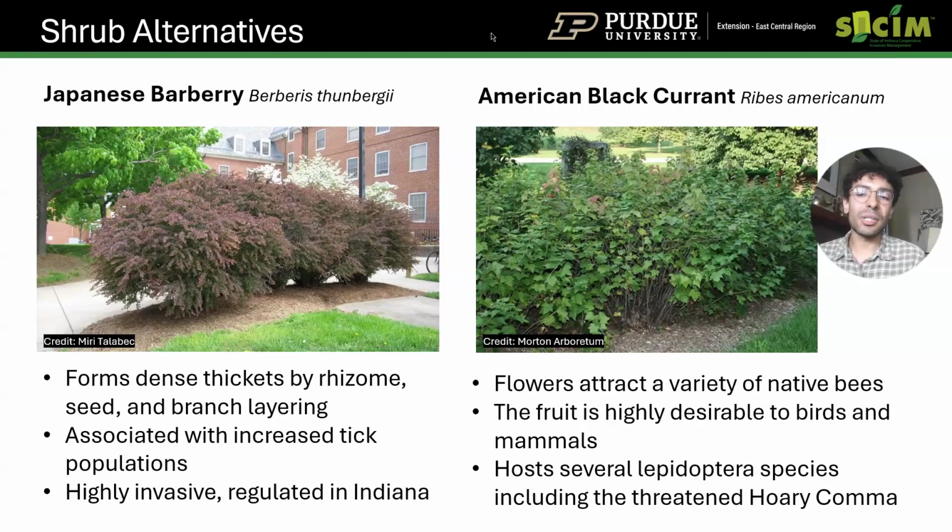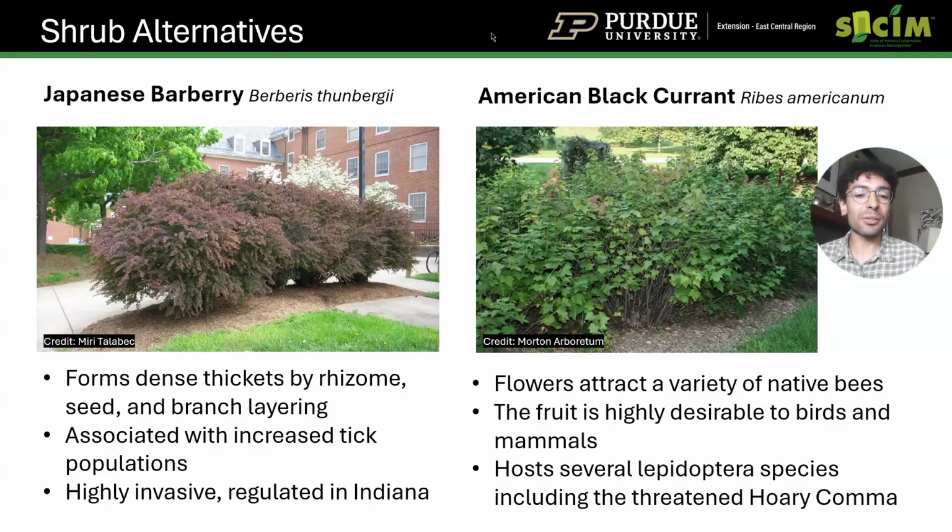And a really good replacement for this would be the American black currant or really any of our gooseberries. They have a really similar form. The American black currant doesn't have spines or thorns. Some of our other gooseberry species do. If you really want to have a spiky, thorny shrub in your yard, there are some native alternatives there.